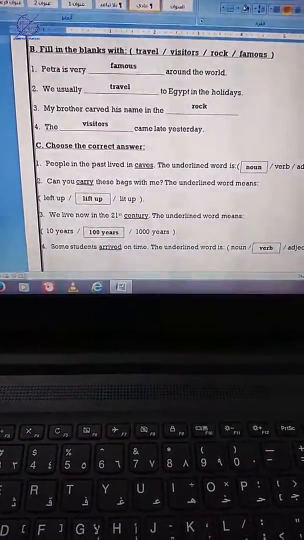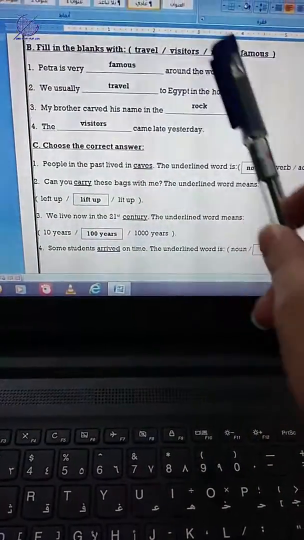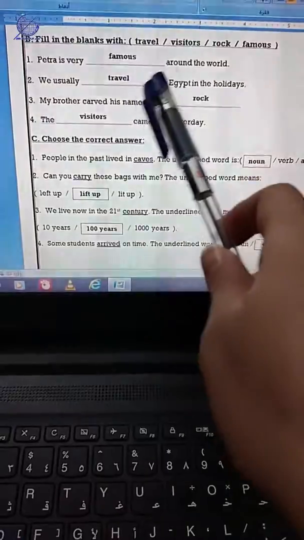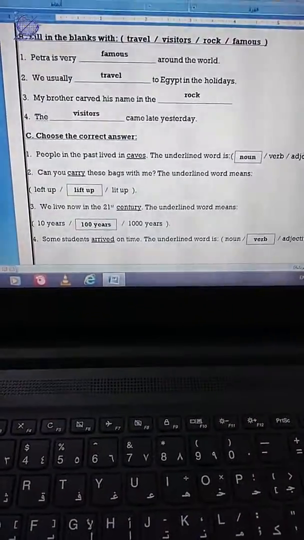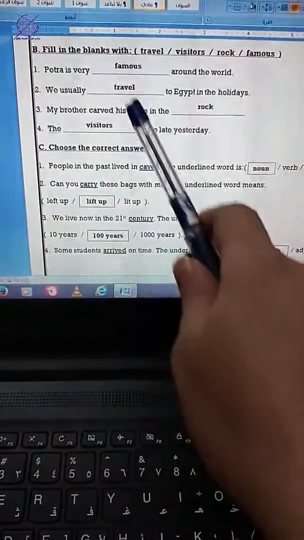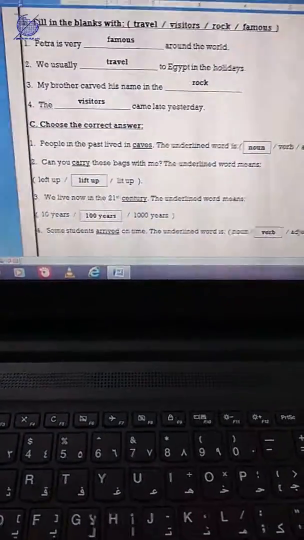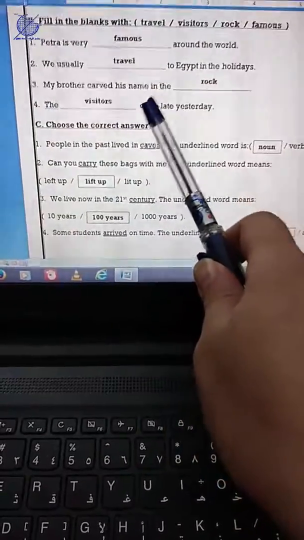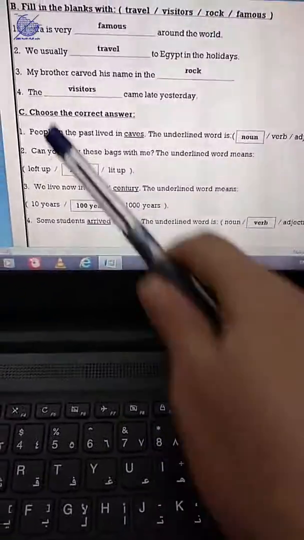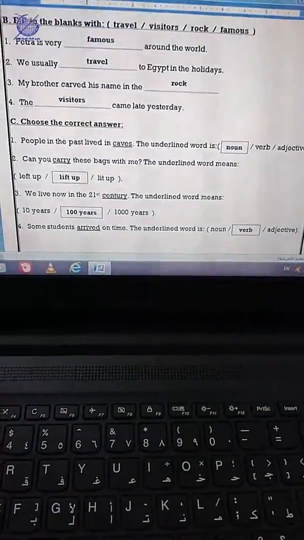We're moving now to item B. Fill in the blanks with travel, visitors, rock, and famous. 1. Petra is very famous around the world. 2. We usually travel to Egypt in the holidays. 3. My brother carved his name in the rock. Number 4. The visitors came late yesterday.